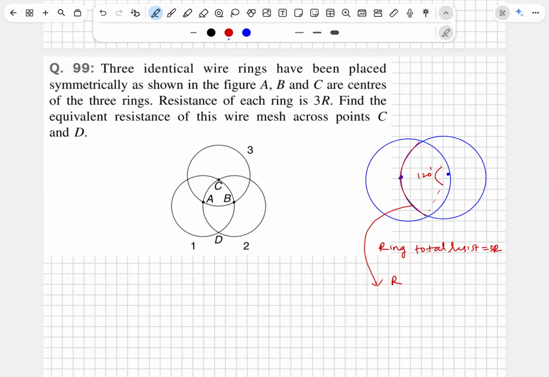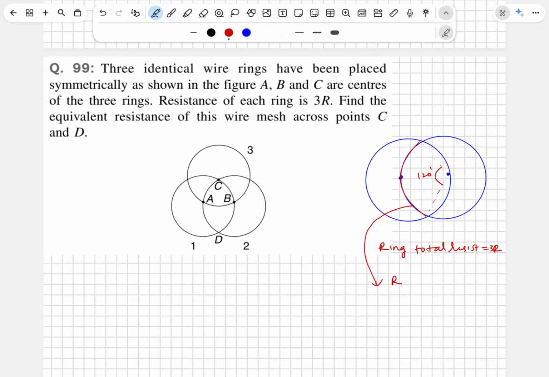Now, what do you want? The first left side diagram, forget. Right side diagram, no doubt on that. Only that red highlighted part. Okay. Now the question is, three identical wire rings have been placed symmetrically. A is one center, B is another center, C is another center. Find the equivalent resistance of the wire mesh across point CD.